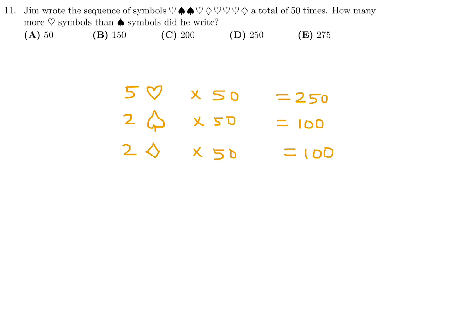So they're saying, how many more of these hearts are you going to have than these spades? Well, there's 250 hearts and 100 spades. So 250 minus 100 is 150. And that is the answer they are looking for. Number 11, therefore, is B.